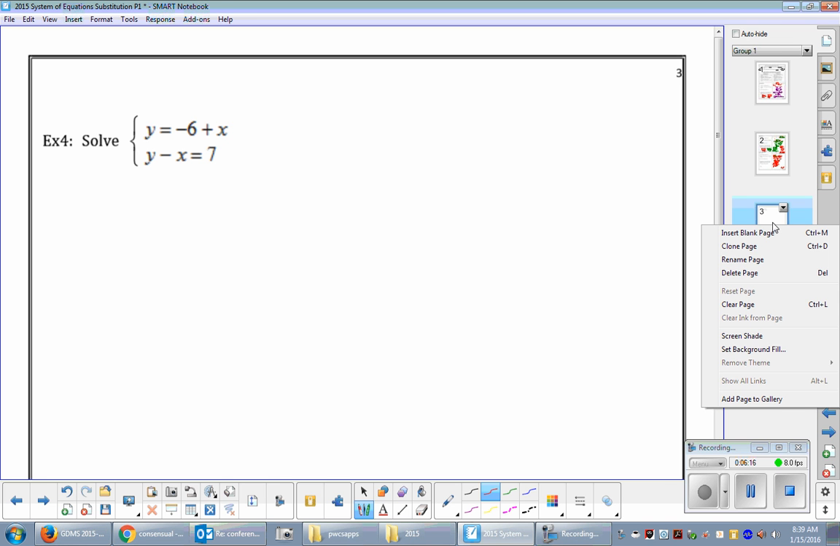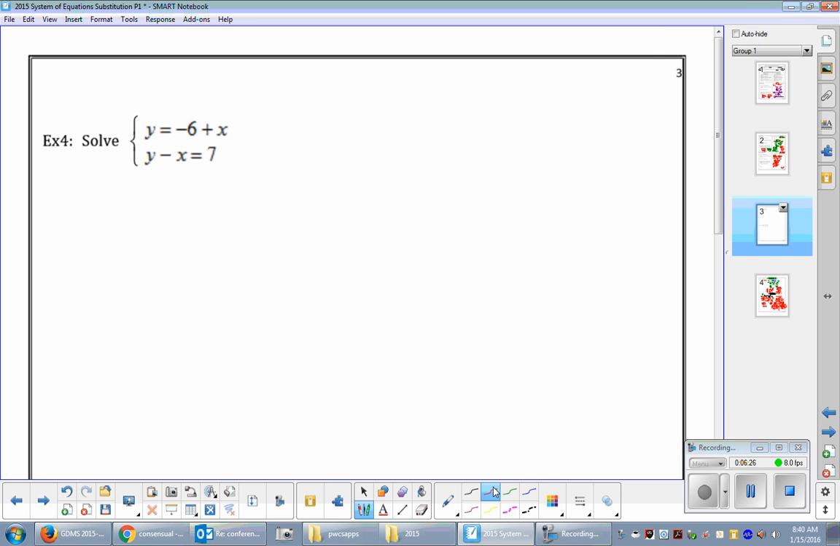Note that in example number 4, y has been solved already. So we don't need to solve any variable anymore. So what we need to do here is to replace. So I'm going to use this y value and plug into the other equation. So I will have y, which is negative 6 plus x, minus x equals 7. Okay? So if you combine x minus x, what do you have?